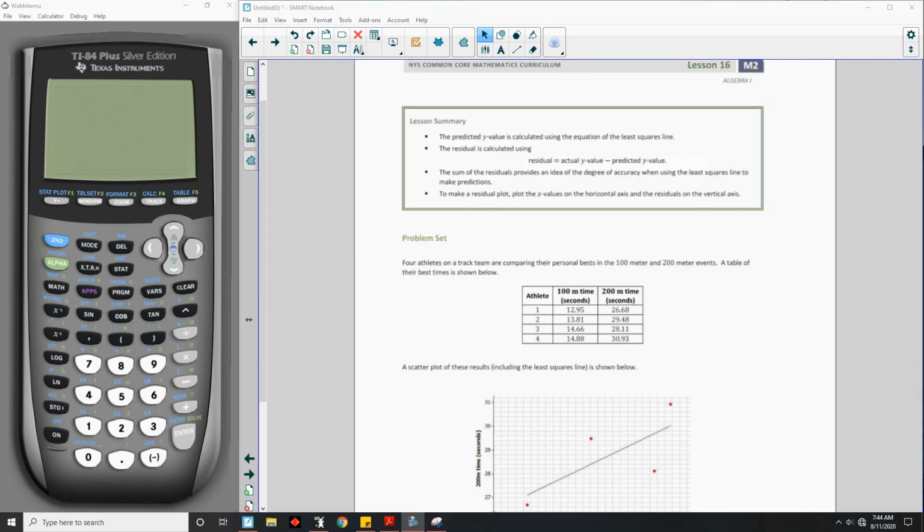Page 5 brings us to the end of lesson 16. Review the lesson summary and go to your problem set.